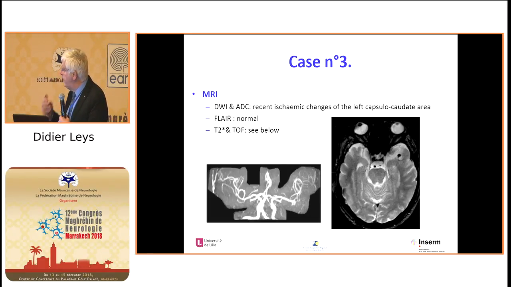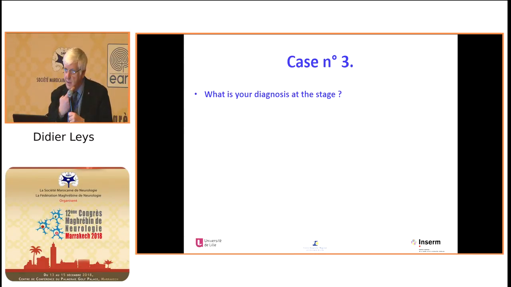He had an MRI at admission, and you have the results here. This patient has a recent ischemic event of the left capsulocaudate area. I don't show you the picture, but there was a recent ischemic stroke. The FLAIR was normal, but look at this, and look at this on the TOF. On the TOF, there is no occlusion. Diagnosis: you agree that it's a recent ischemic stroke, NIHSS at 6, admitted a little more than 1 hour after onset, so maybe less than 2 hours at this stage.